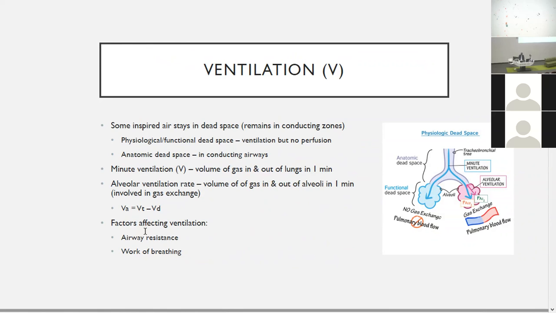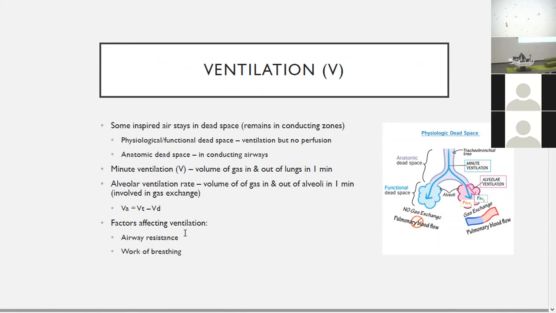So alveolar ventilation is just the difference between your minute ventilation, your total ventilation, and the ventilation of your dead space. That's air that you don't use. You have anatomic dead space, which is air in the conducting zones, and physiological dead space, which is functional, but it's in alveoli or respiratory zones that aren't really respiring because they are not adequately perfused. If you don't have perfusion, then you don't have any gas exchange. So that's just a summary there.